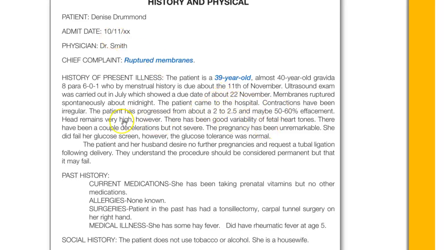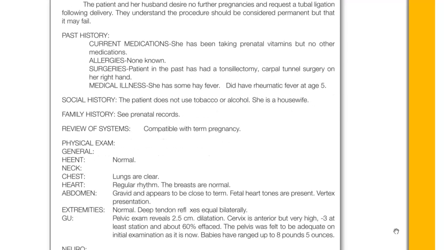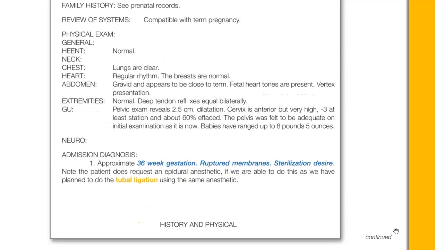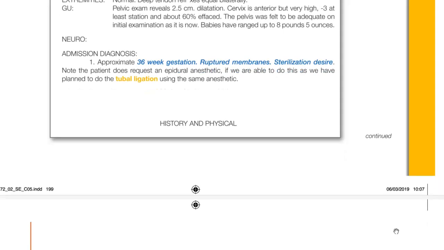The patient came to the hospital in contractions. She had progressed from a 2 to 2.5 and was 50 to 60% effaced. Heart tones, a couple decelerations. She desires no further pregnancy and has requested a tubal. So let's look down again. So here we go. Approximately 36-week gestation with ruptured membranes.